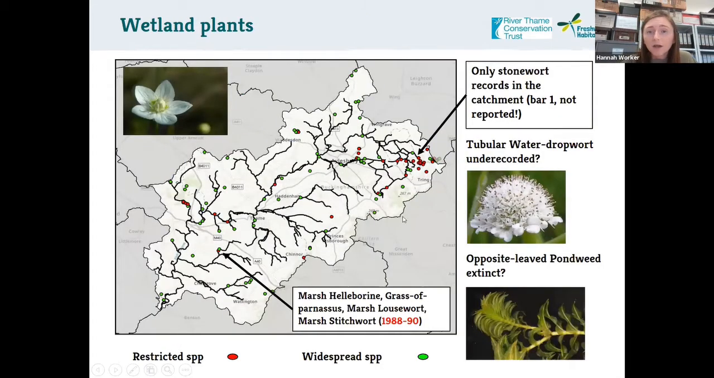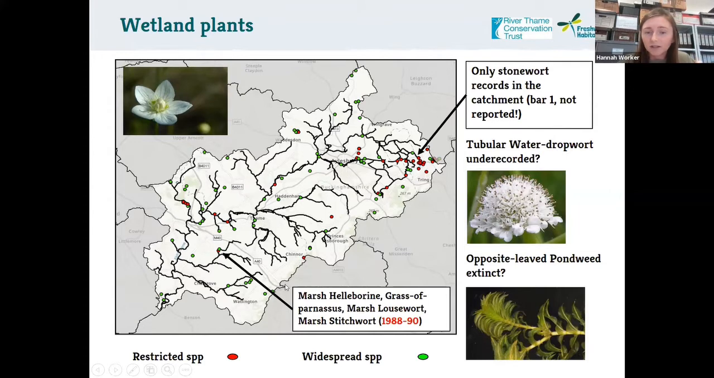With the wetland plants, we found some really interesting old records. Down here is Spartum Fen, one of the designated SSSI fen sites. There were really nice old records for marsh hellebore, grass of Parnassus, and marsh stitchwort. These are quite old records, and a key part of using this data is the next steps of going back to survey and see if they're still there.